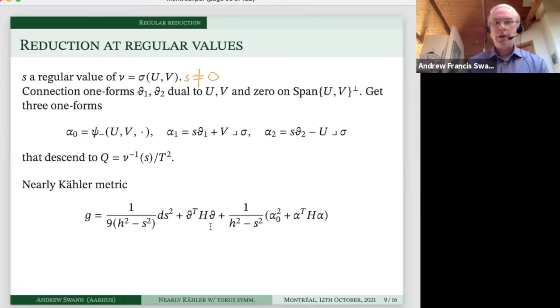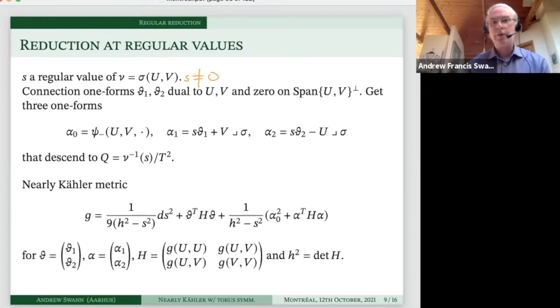I'm going to call H the metric on the span of U and V. So this is the matrix that I've collected thetas and alphas into: theta 1, 2 and alpha 1, 2 into vectors. So we have the metric here, just the metric on the orbits. Here there's a horizontal component which is of the same type, but is scaled by a factor here. And then there's a ds squared term and an alpha 0 squared term with similar factors on there.